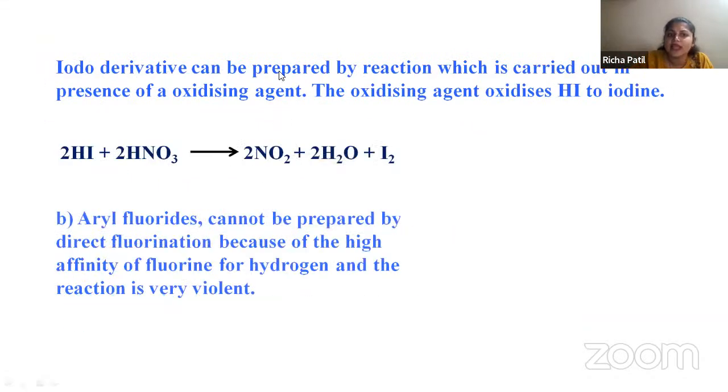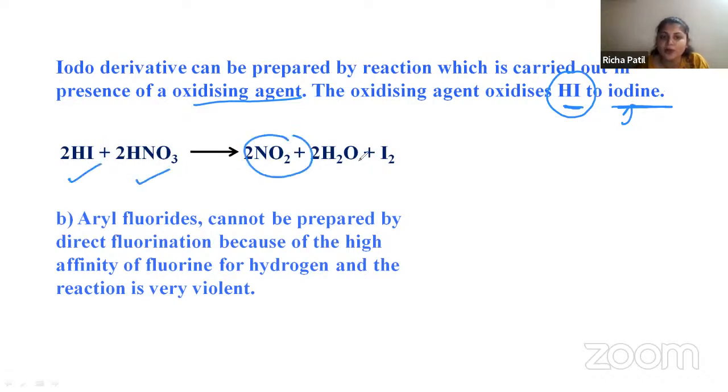Iodo derivatives can be prepared. How can they be prepared then? They can be prepared by reactions carried out in the presence of an oxidizing agent. So what is the role of the oxidizing agent? The oxidizing agent will oxidize your hydrogen iodide to iodine. So here HI plus HNO3 gives you the nitro group, water and I2.